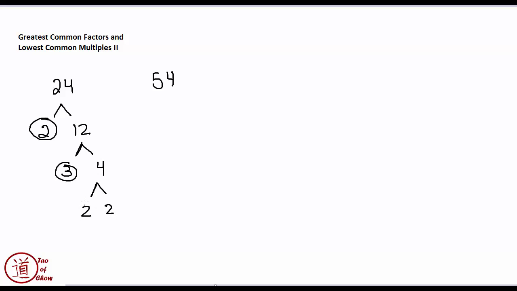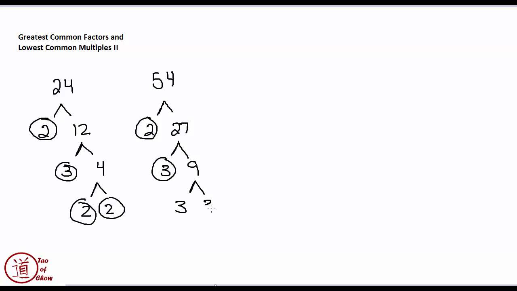So I'm just going to start with a simple example, 24 and 54. Now 24 is 2 times 12. I'm going to circle the prime factors. 12 is 3 times 4, and 4 is 2 times 2. So what we can say is that 24 is equal to 2 times 3 times 2 times 2. Now 54, on the other hand, is 2 times 27. 27 is 3 times 9, and 9 is 3 times 3.